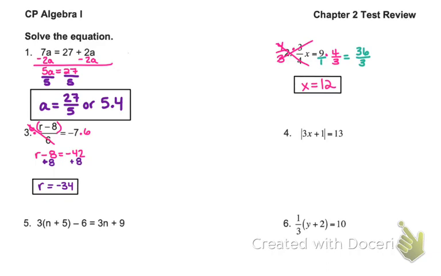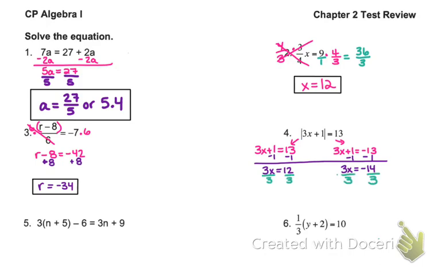Number 4 is our first absolute value equation on this page. Once the absolute value bars are alone, we need to split up into our two possible scenarios. The first one where it's positive 13 and the second scenario where it could equal negative 13. All right, start our solving process. Subtract 1 from both sides of both equations. We get 3x equals 12 and 3x equals negative 14. And then divide both sides by 3 for both equations.